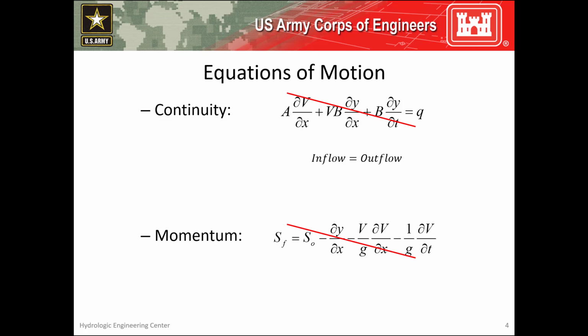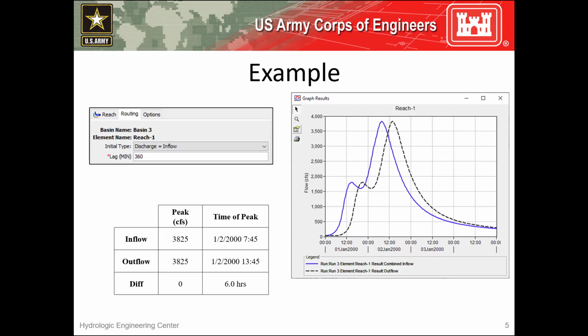In particular, the required parameter can't be estimated from physical characteristics of the reach, and attenuation isn't possible when using this method. This method requires an initial condition and one parameter, lag time. Lag time cannot vary throughout a simulation, so this method cannot simulate variable translation.